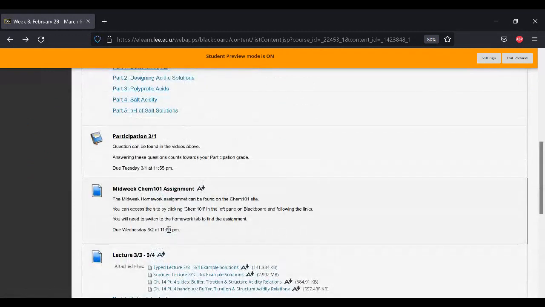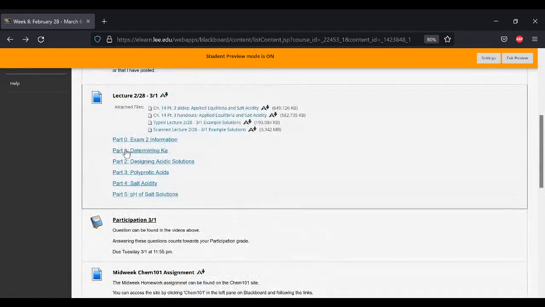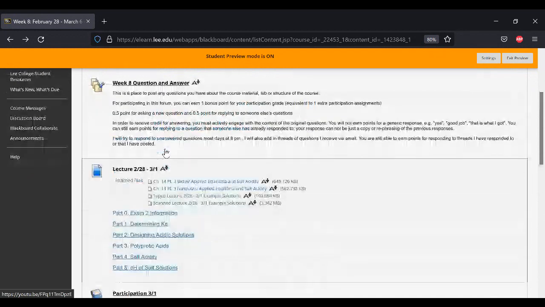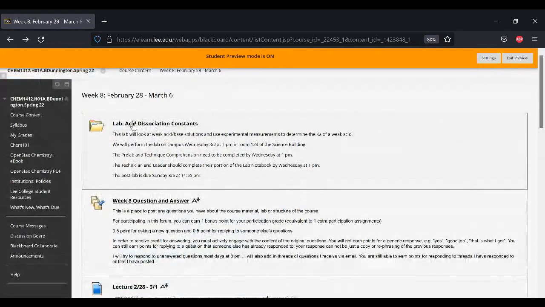The other final thing I want to point out is this video right here is called Determining Ka. That's the acid dissociation constant. I'll tell you right now, there's a participation question in this video about figuring out the Ka of a solution. The lab this week is also called acid dissociation constants, where you will determine the Ka of a weak acid. So this idea, determining Kas, has a participation question, its own video, and its own lab.